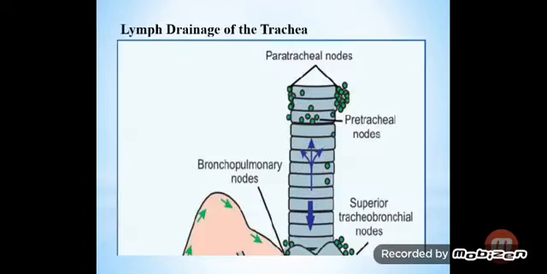What about the lymphatic drainage of the trachea? As this slide shows, they drain into the pretracheal lymph nodes, then the paratracheal lymph nodes, and finally they end in the deep cervical lymph nodes. Pretracheal, then paratracheal, then the deep cervical lymph nodes.